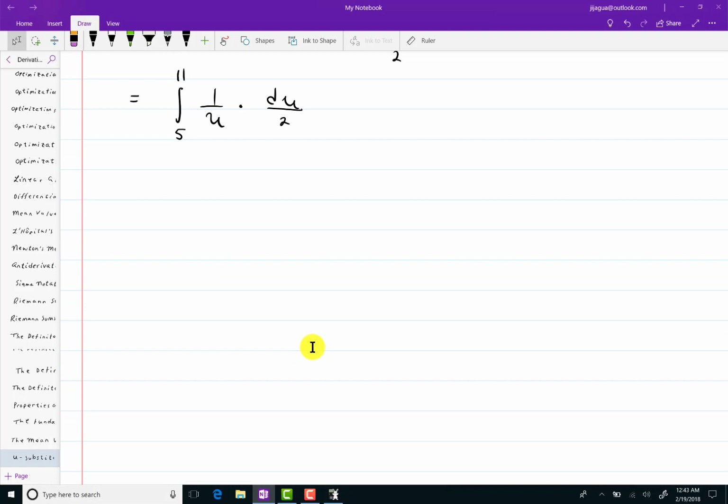And x is forever to be forgotten now. I'll pull the 1/2 out. I think by now perhaps you can follow what I'm going to do. The 1/2 is no big deal. I'm really integrating 1 over u.